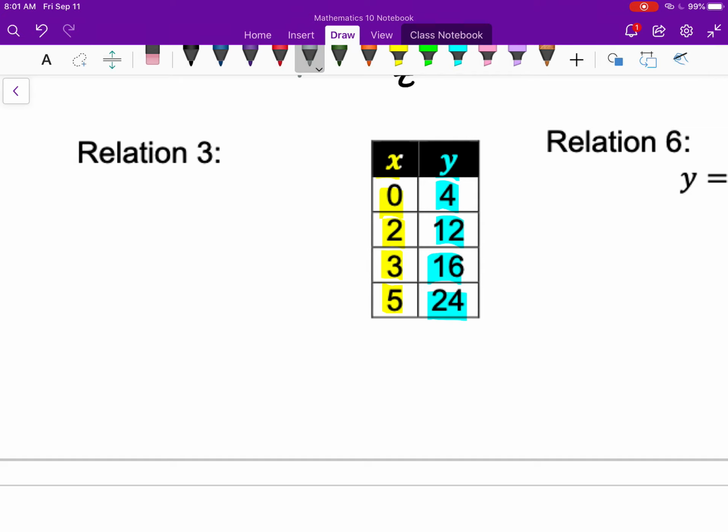One thing, again, I could make a graph. And I'll start with that, but I'm not going to rely on it. So in this case, it's pretty obvious, x is on the x-axis, and y is on the y-axis. And so if I was to plot this, without grid paper, I can only make a rough idea. 0, 4 is there, 2, 12, 2 over 12 up, there, 3, 16 around there, and 5, 24 maybe up here. Okay. It looks like it's a line.